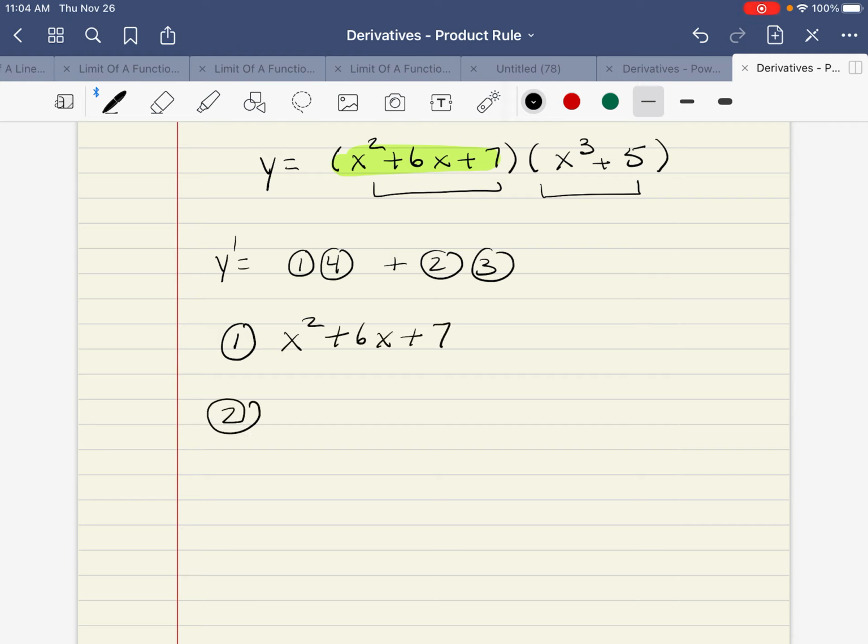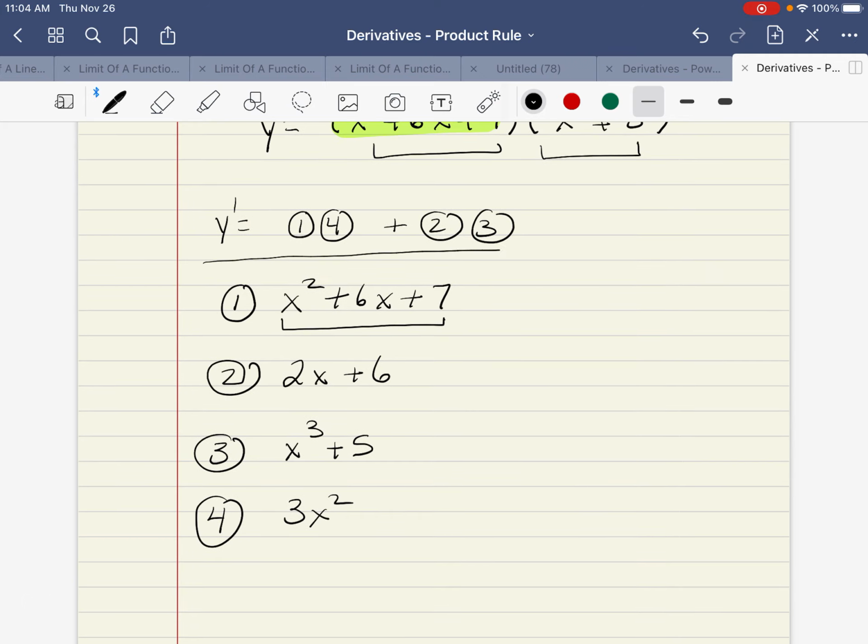2 is the derivative of that function. So again, I'm going to apply whatever rules I need to there. Here I can see it's going to use the power rule, and the derivative would be 2x plus 6. 3 would be the second function I see, which would be x cubed plus 5. And then 4 is the derivative of that function, which would be 3x squared.